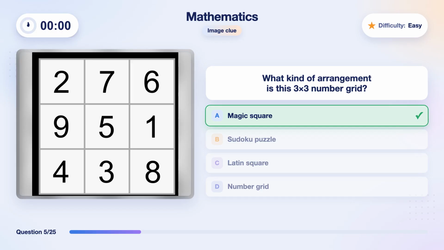It's magic square! The grid contains the digits 1 through 9 arranged so that every row, every column, and both main diagonals sum to the same value, 15. Such an arrangement is called a magic square. The 3 times 3 case shown is a rotation of the classic Lo-Shu magic square.